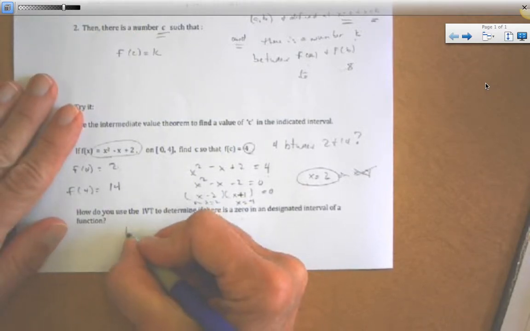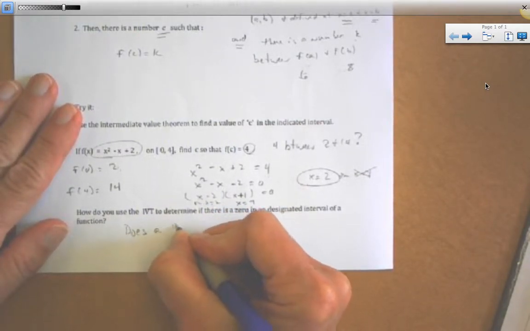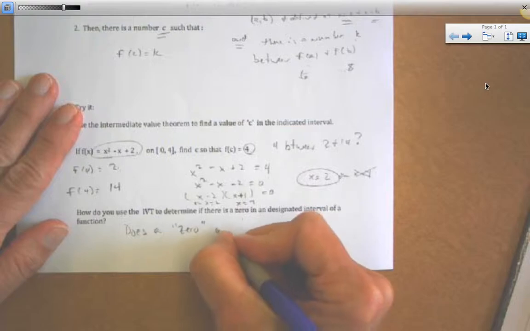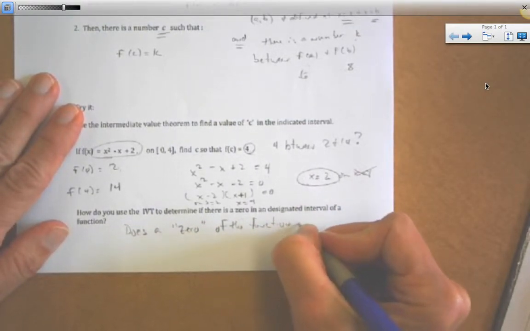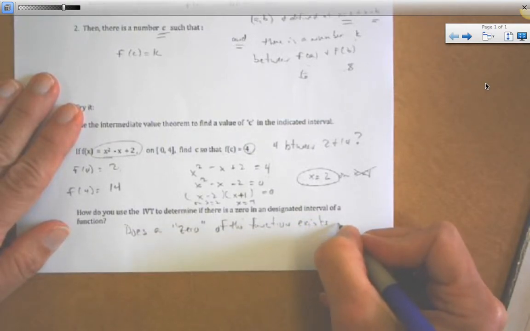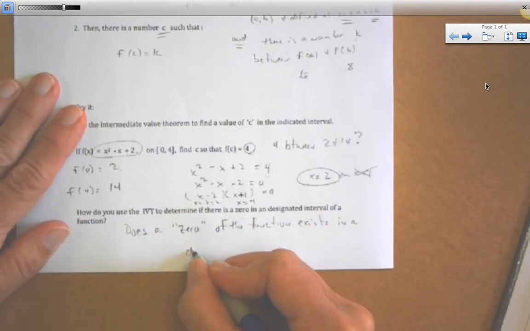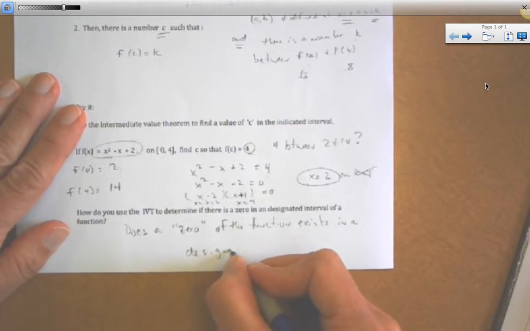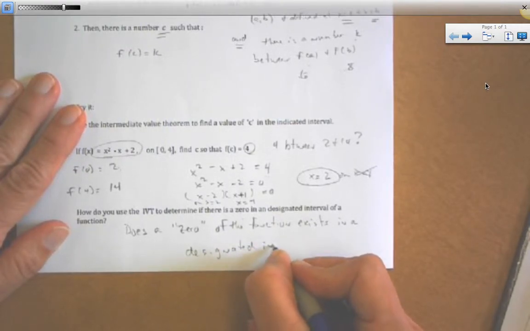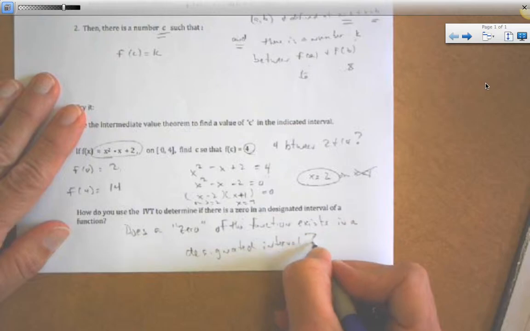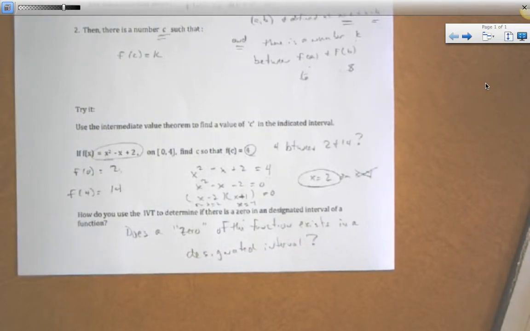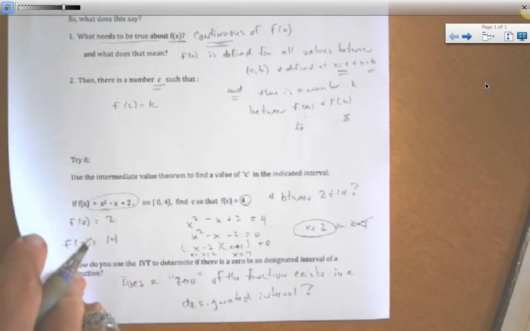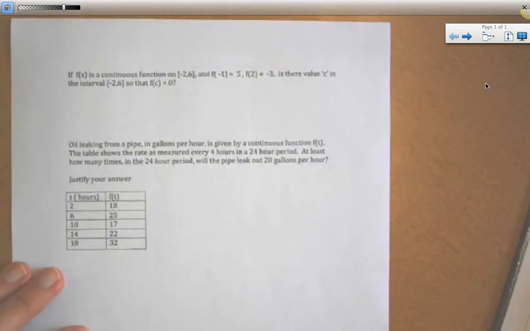In other words, does a 0 of the function exist in a designated interval? How can IVT help you with that? Write a sentence there, and we'll talk about that at the next class meeting. All right, let's look at the next page.